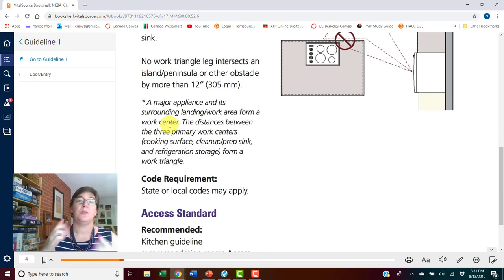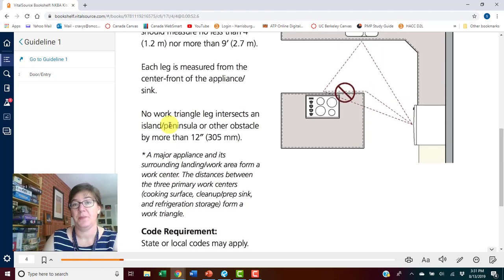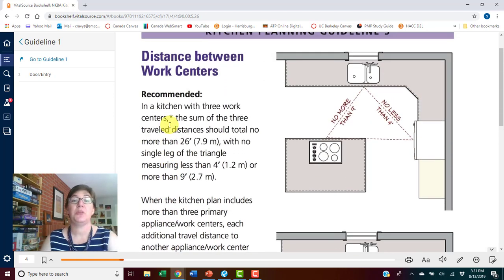Okay? Those three centers, if you connect a line from one to the other, will form a work triangle. So this kitchen guideline is about the work triangle. Let's scroll back up and read it. All right. In a kitchen with three work centers, which is standard, but you could consider that there might be a fourth, the sum of the three travel distances, so the three legs of the triangle, should be no more than 26 feet. So I'm going to trace this. If you add this leg and this leg and this leg, they would equal or less than 26 feet.